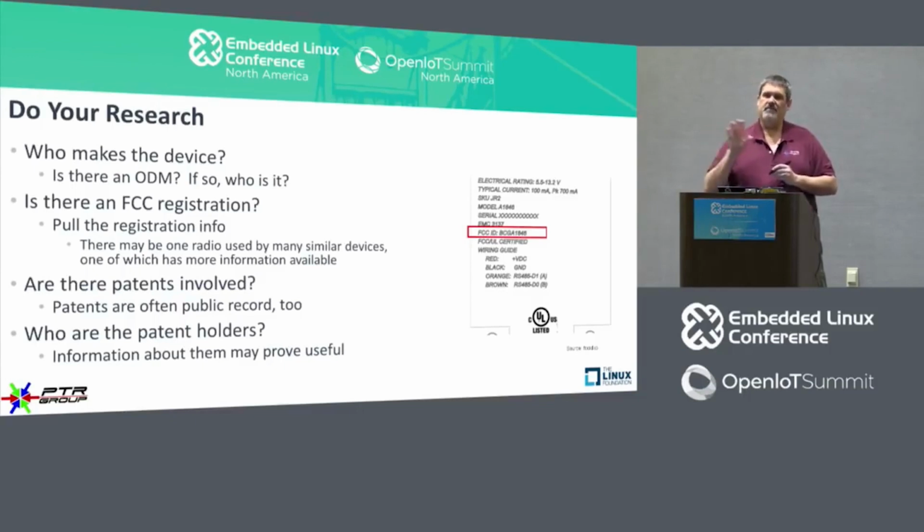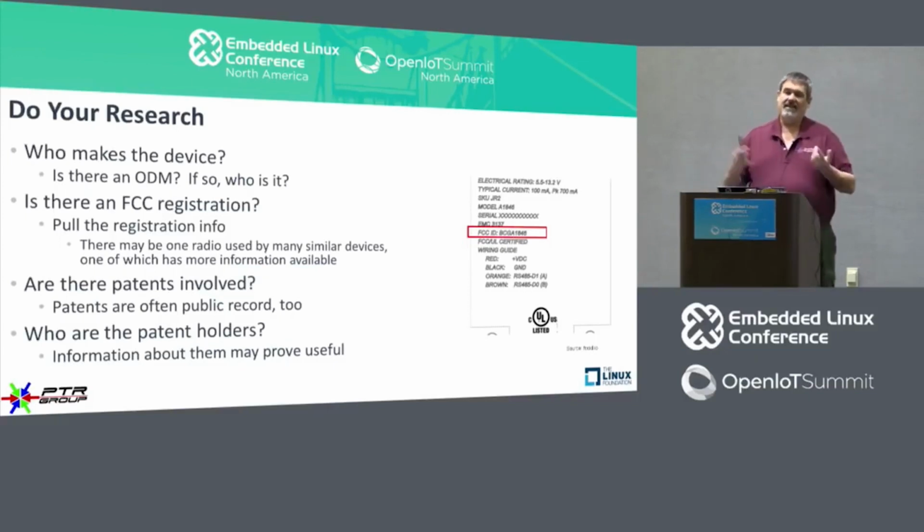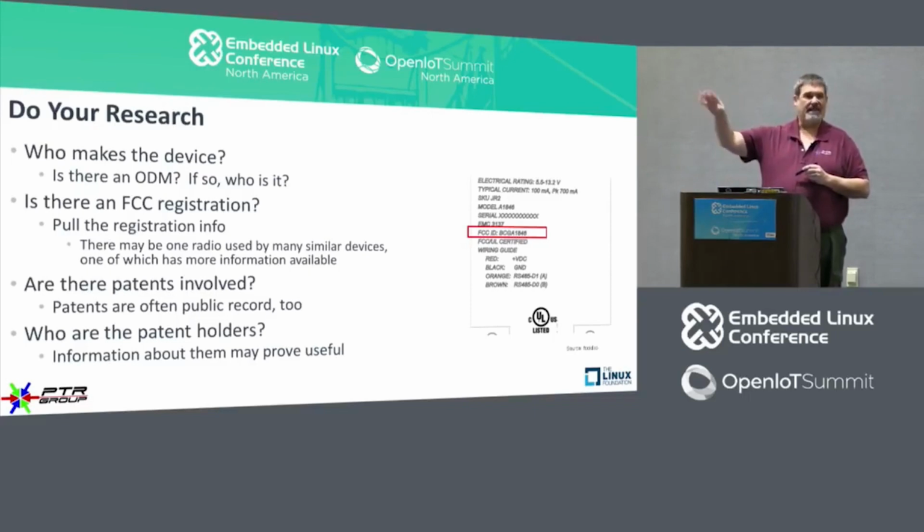So what happens, many manufacturers don't use their own radios. Manufacturers will go to another vendor that has an already approved radio set. And this already approved radio set has an FCC ID associated with it. You look up the FCC ID and you find out it's the exact same radio that's being used in like 10 other devices. That's an advantage because one of those other devices may not necessarily be as locked down as the one you're looking at.